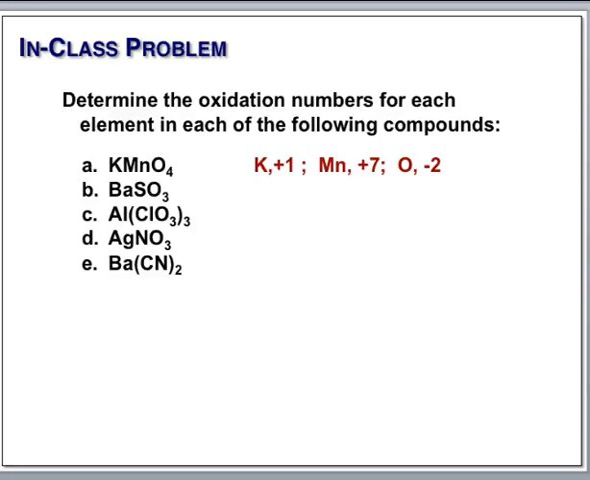Barium sulfite. Barium is group 2. It will have a +2. Every oxygen is -2. That's 6 negatives, right? So we have 6 negatives, 2 positives. What's our sulfur? +4.